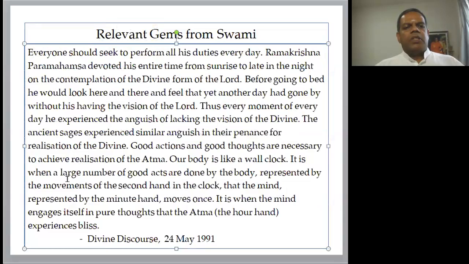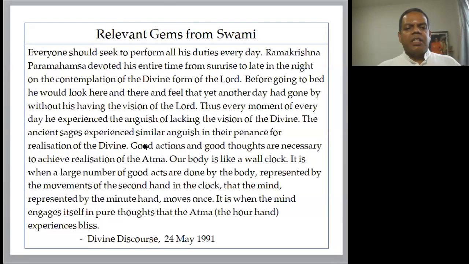Everyone should seek to perform all his duties every day. Ramakrishna Paramahamsa devoted his entire life from sunrise to late in the night on the contemplation of the divine form of the Lord. Before going to bed, he would look here and there and feel that yet another day has gone by without his having the vision of the Lord. Thus, every moment of every day he experienced anguish of lacking the vision of the divine.